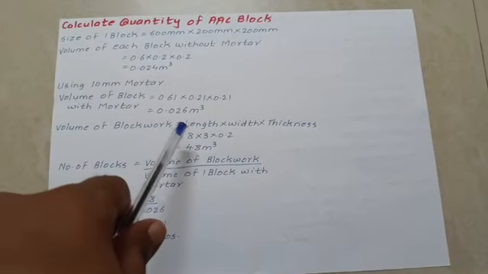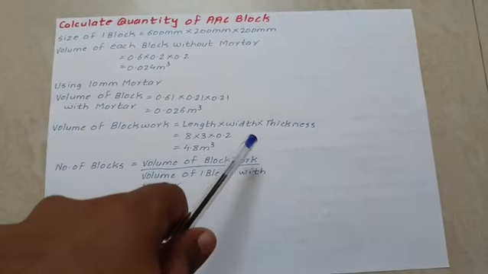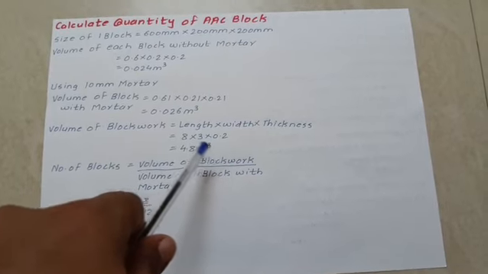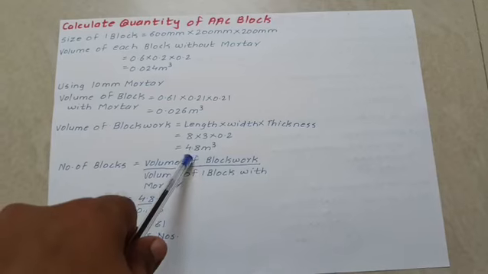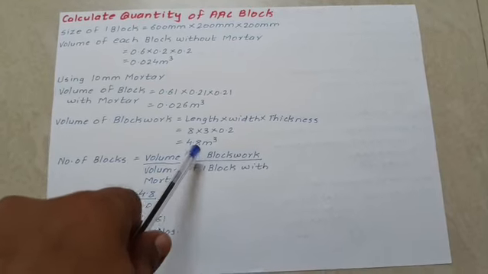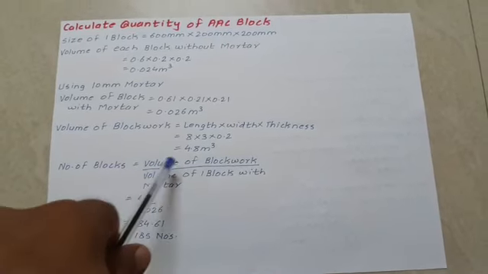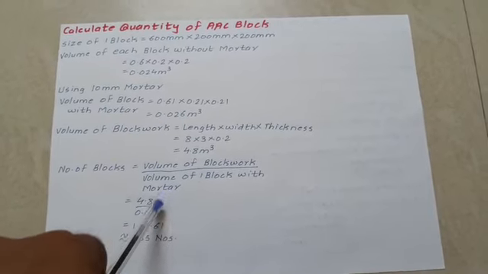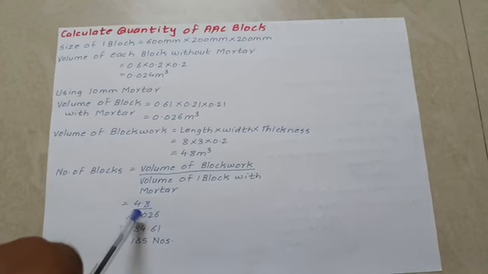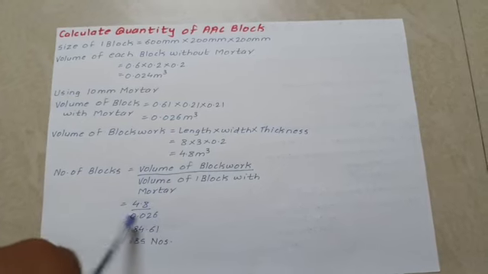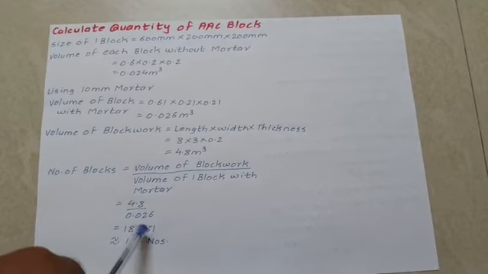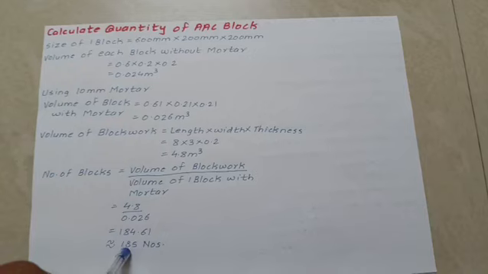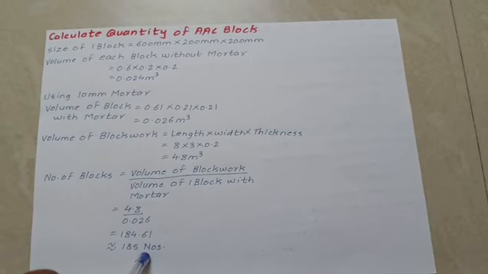Volume of block work is equal to length × width × thickness, which is equal to 8 × 3 × 0.2. Then the volume of block work is equal to 4.8 m³. Number of blocks is equal to volume of block work divided by volume of one block with mortar, which is equal to 4.8 / 0.026 = 184.61. Then approximately 185 blocks are required.